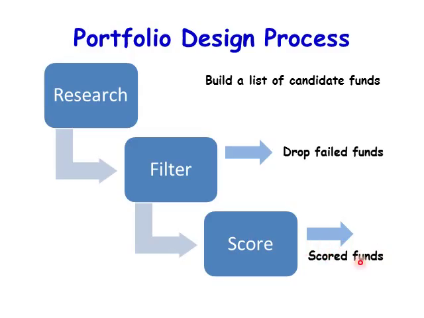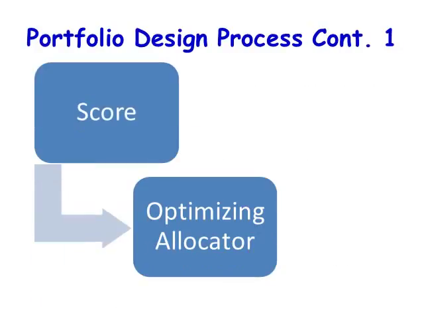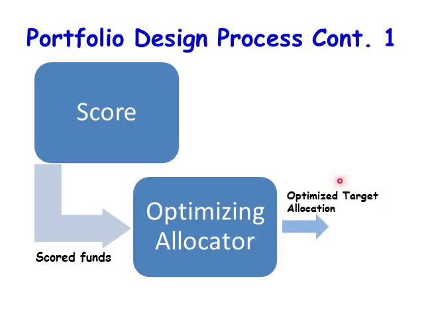We get scored funds here. Then this section we have covered already, so the scored funds come in here and they go through the optimizing allocator. So this is scored funds and we go through optimizing allocator. And in the end we have an optimized target allocation. So we would have a target allocation that meets our requirements and it's optimized in some sense.